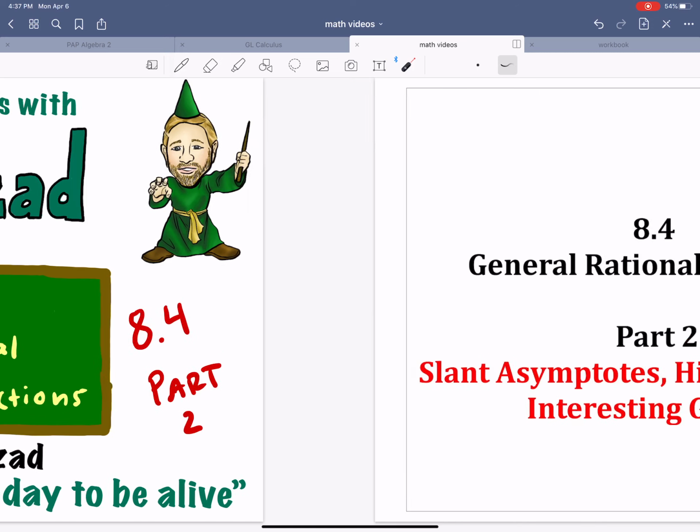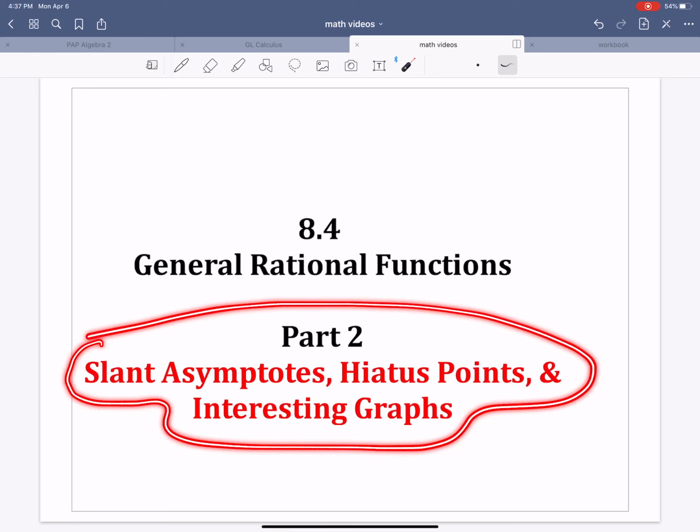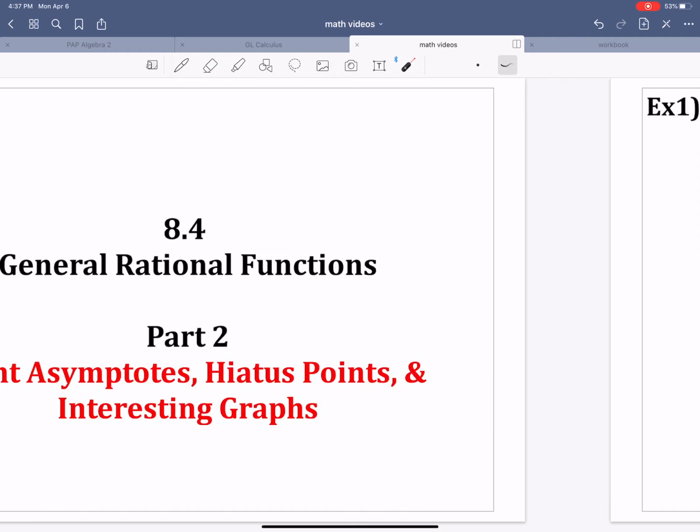Here we go. Let's jump right in. Okay, so what I want you to see here is this is essentially the material we're going to look at today. Slant asymptotes. What the heck are those things? Hiatus points. What? And interesting graphs. Okay, I hope you're ready. Here we go. Let's have some fun.